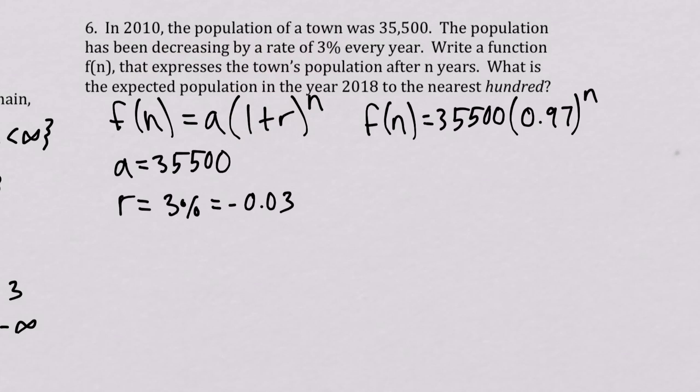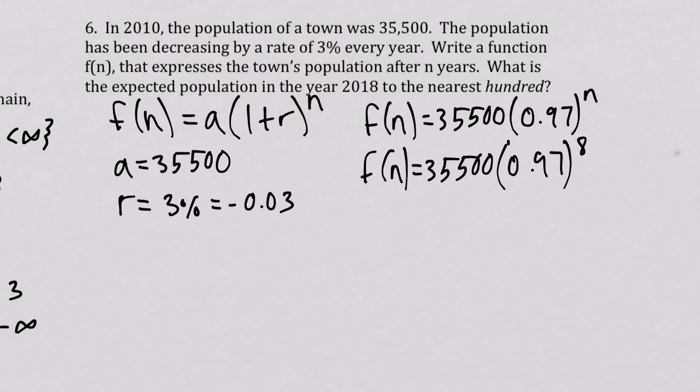And then the question is, what is the expected population in the year 2018? Since it started in 2010, from 2010 to 2018, that's 8 years later, right? So plug in 8 right there. F of n equals 35,500 times 0.97 to the 8th power. And at that point, again, it's calculator work. Go ahead and punch that into a calculator to figure out what the population is.